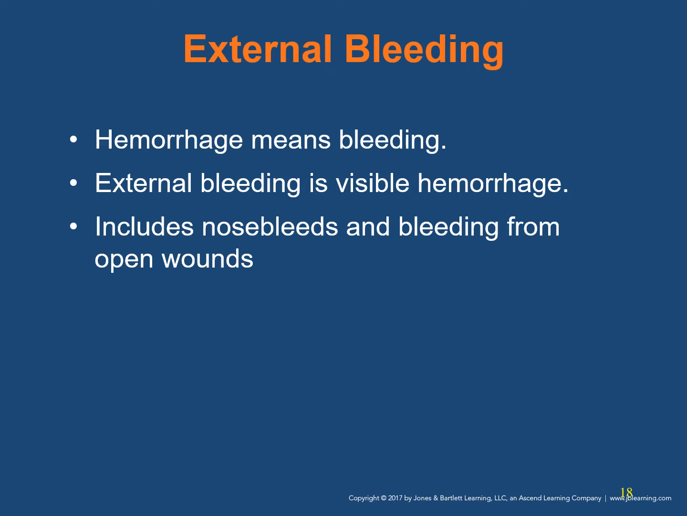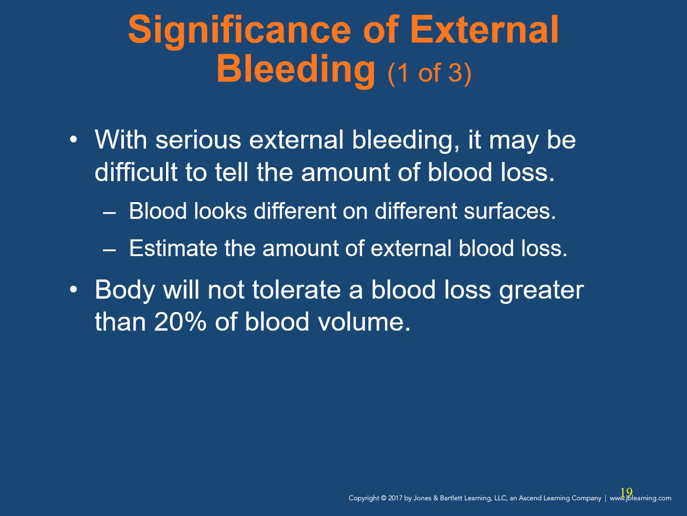External bleeding. Hemorrhage means bleeding. External bleeding is visible hemorrhage. Examples: nosebleed and bleeding from open wounds. The significance of external bleeding: with serious external bleeding, it may be difficult to tell the amount of blood loss. Blood will look different on different surfaces, absorbed in clothing versus diluted in water. It is important to estimate the amount of external blood loss. Treatment should be based on the patient's presentation and MOI.